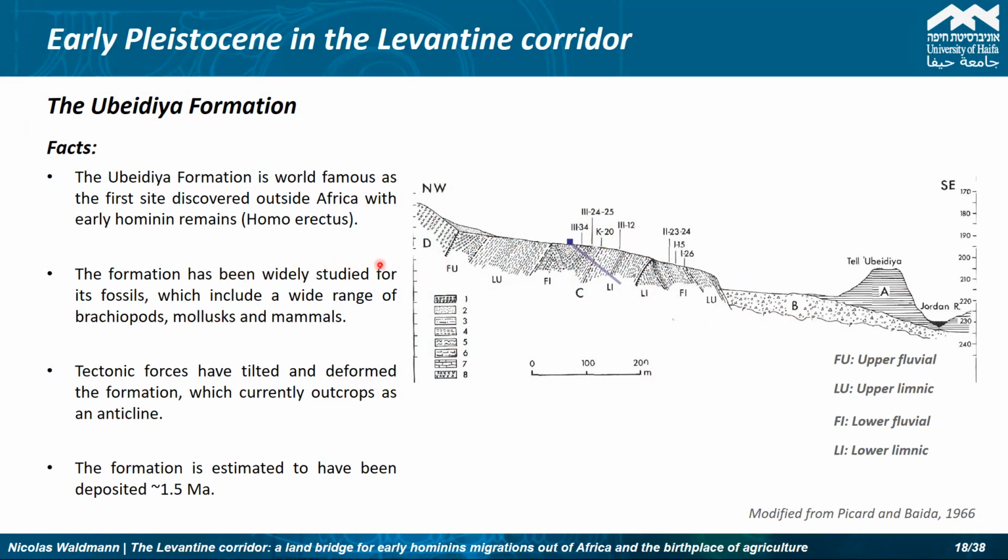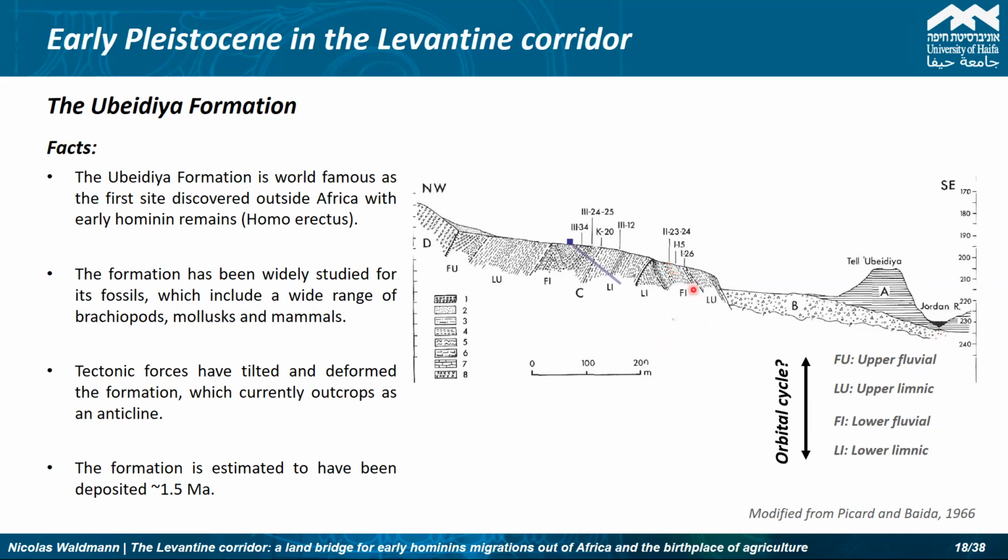The formation has been widely studied for fossils and includes a wide range of brachiopods, mollusks, and mammals. Tectonic forces have tilted and deformed the formation, which currently outcrops as an anticline, which is sometimes difficult to see, but in one way or the other is heavily distorted. The formation is estimated to have been deposited 1.5 million years ago. It's estimated because we do not have a clear chronology on this one. It's just a stratigraphical correlation.